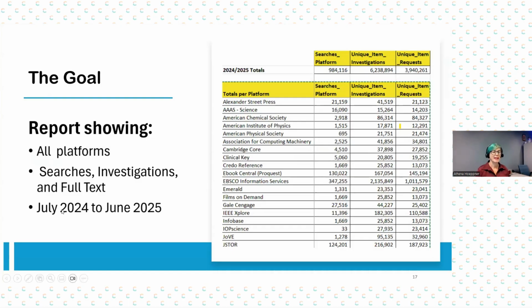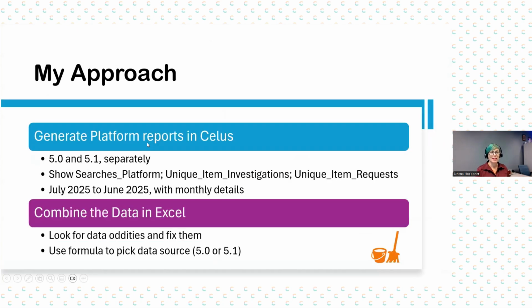And this is what we put into our library-wide annual report every year. I want it to be for the period of July 2024 to June 2025. So that's half of the year in 5.0, half of the year in 5.1, presumably. So this is what I did. I generated platform reports in CELUS. I did 5.0 and 5.1 separately, and I told it to show these metrics in the report with these dates. And then I used Excel to work with the data.